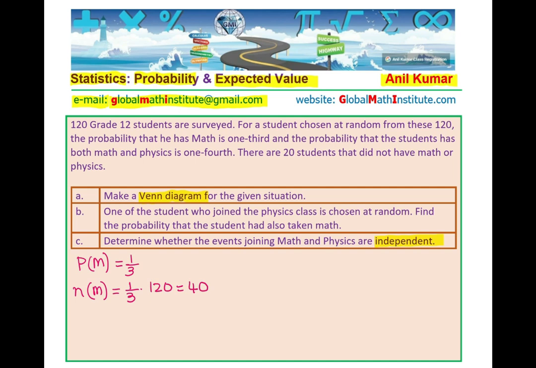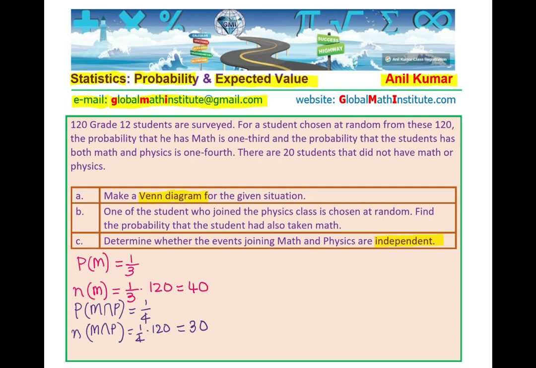Now we have the probability that the student has both math and physics is one fourth. Let me change the ink here. The probability that both math and physics, which means intersection, is one fourth. So the number of students who have taken both math and physics will be one fourth of 120, correct? Which means 30. Is that clear to you?